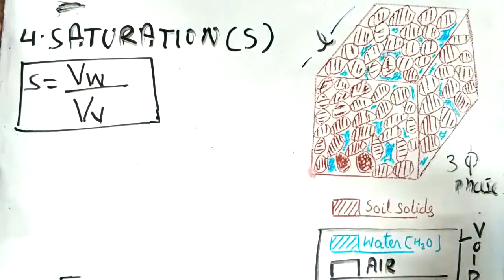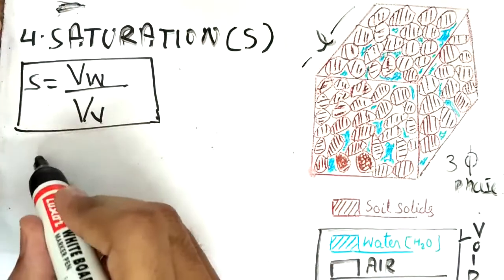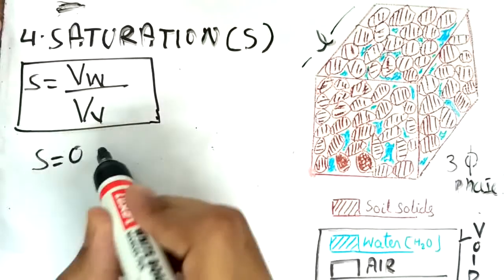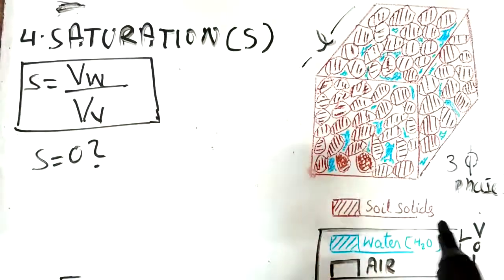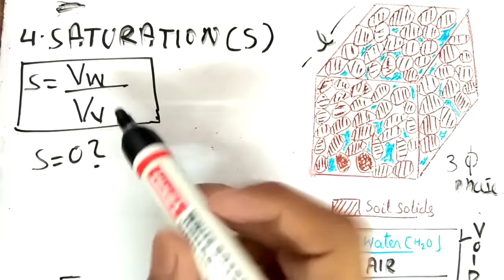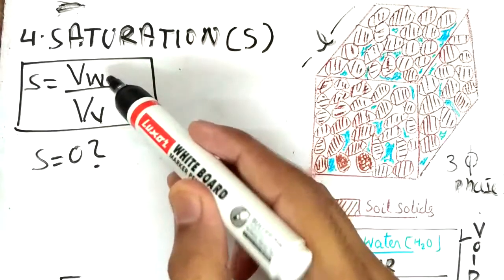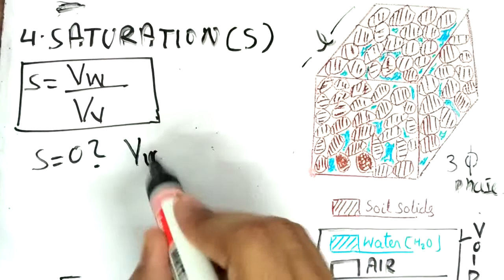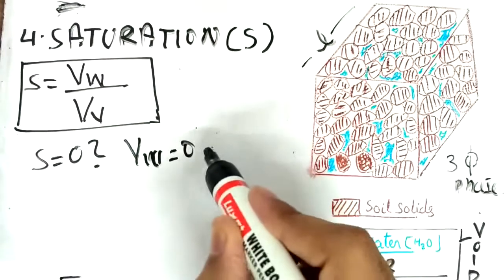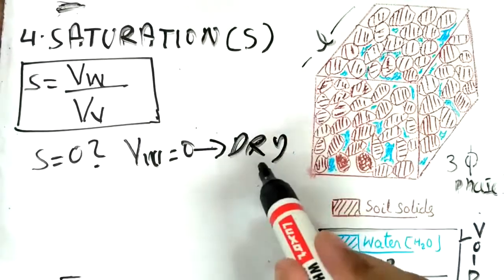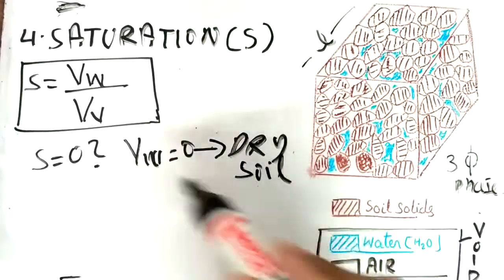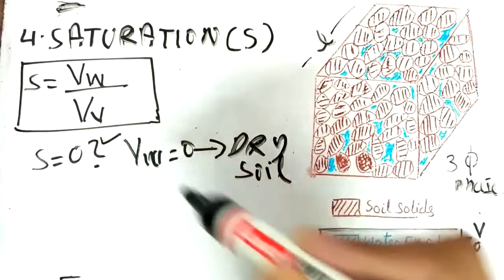Now let's again talk about the limits. Can my saturation have a zero value? My saturation will have a zero value if my numerator is equal to 0. So can I have volume of water equal to 0? Yes, this can happen in case of dry soils. This condition can happen, so this is true.